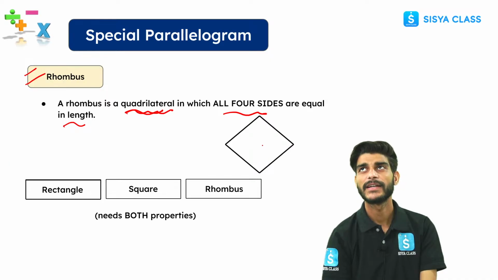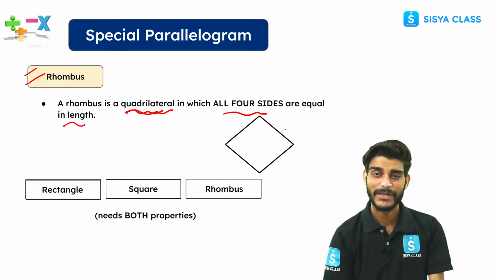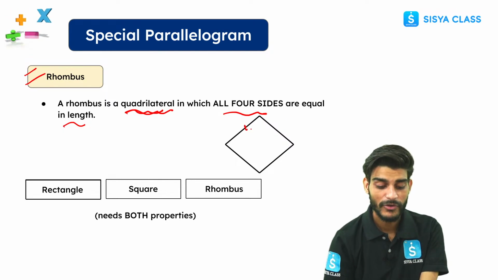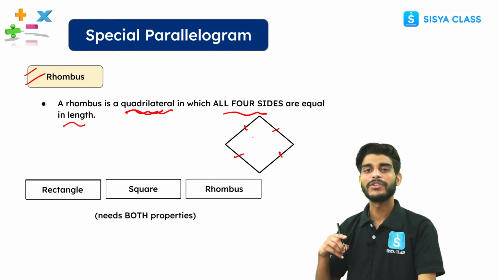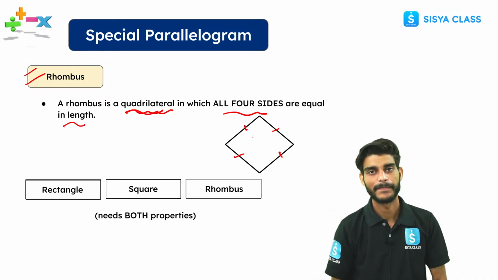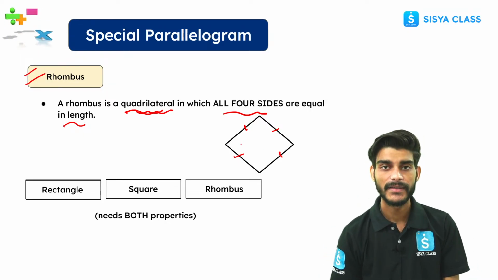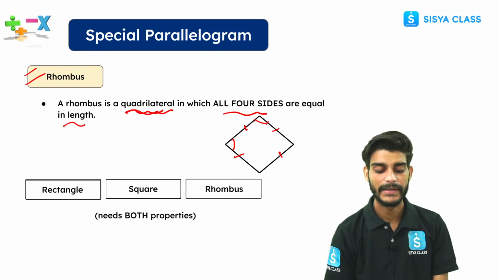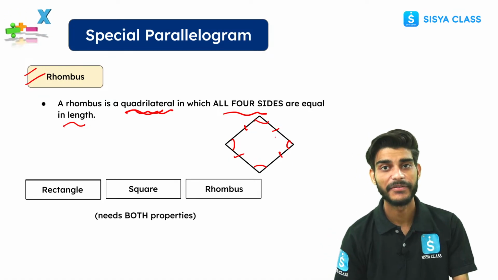All four sides are equal in length. That is basically in square you did study, right? But this is different from square. How? Here we have all four sides equal. That is fine. But in square you remembered, right, that all angles are equal to 90 degrees. Here the angles are not 90 degrees. That is where it differs from square.